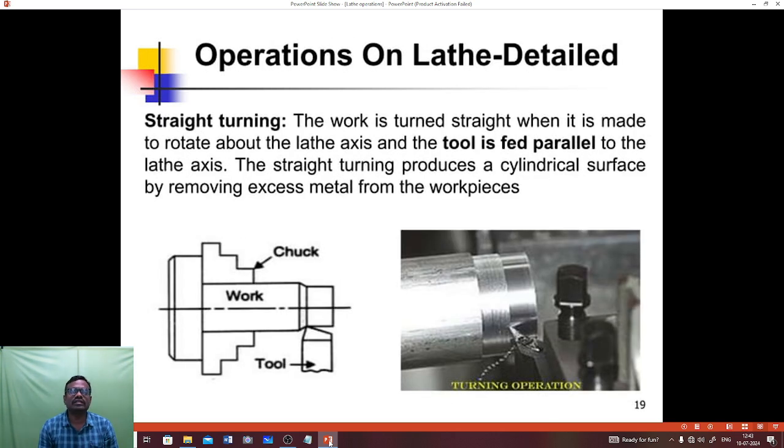Operations on lathe in detail. Straight turning. The work is turned straight when it is made to rotate about the lathe axis and the tool is fed parallel to the lathe axis. Straight turning produces a cylindrical surface by removing excess metal from the workpiece. The diagram indicates the movement of the tool relative to the workpiece.